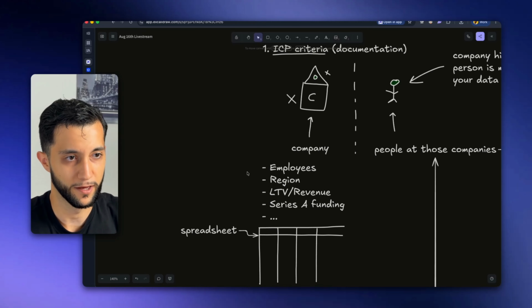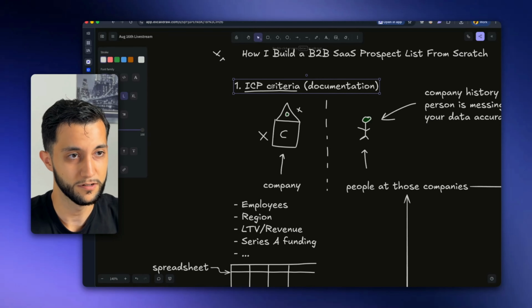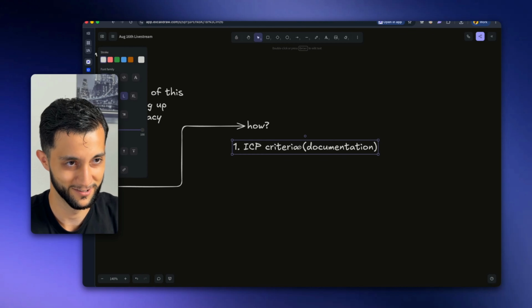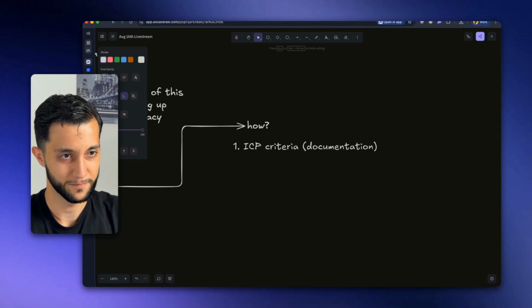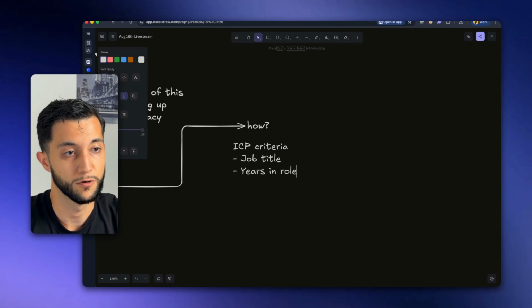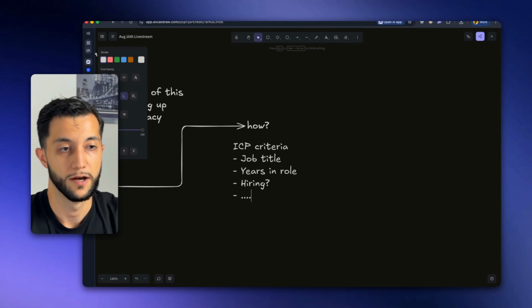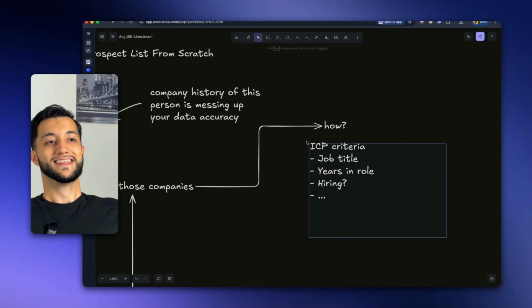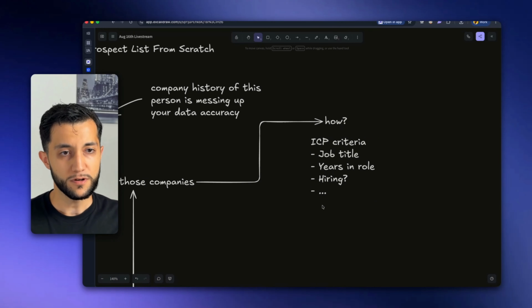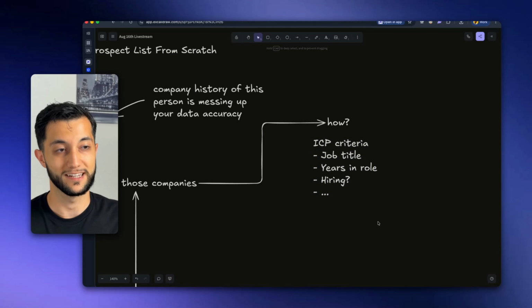In here, you remember we have these different filters set up for the company. We'll simply look at the ICP criteria that we have from the documentation. Job title, years in role, maybe hiring or not. Is this person hiring? And all of the other stuff. This is super easy to find because now you can make sure that you're getting the list freshly scraped from these companies.